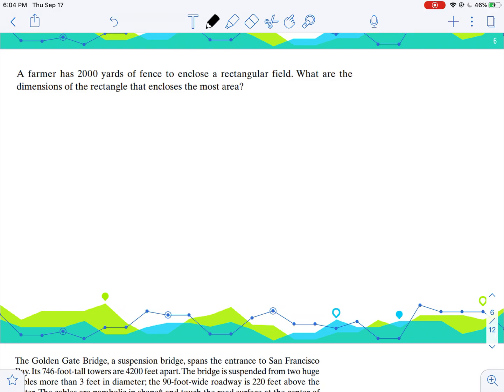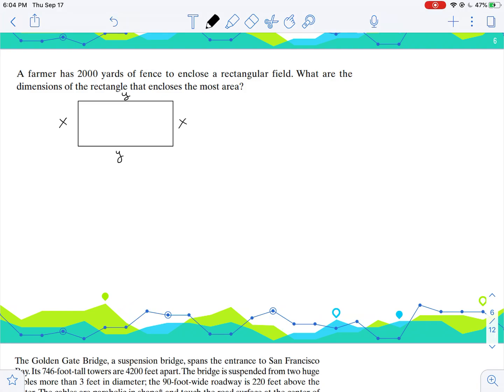So a farmer has 2,000 yards of fence to enclose a rectangular field. What are the dimensions of that rectangle that encloses the most area? I always tell them that if you can draw a picture, draw it. Since it's a rectangular field, I can draw a rectangle. And I know that he has 2,000 yards of fence to enclose that. Well, 2,000 yards of fence means that the perimeter of my rectangle can be 2,000. And that's all I know.